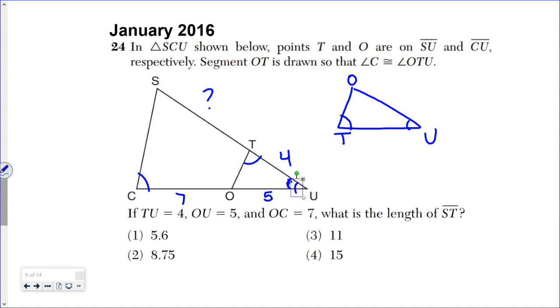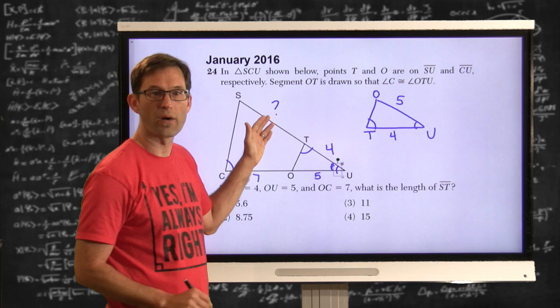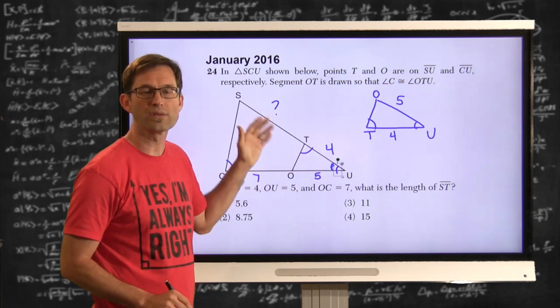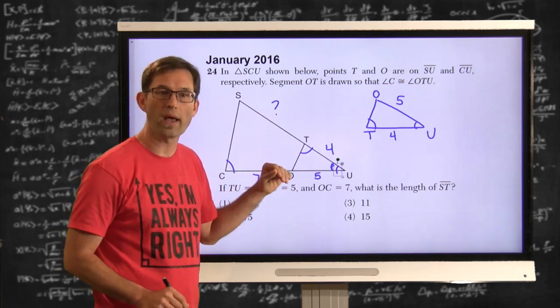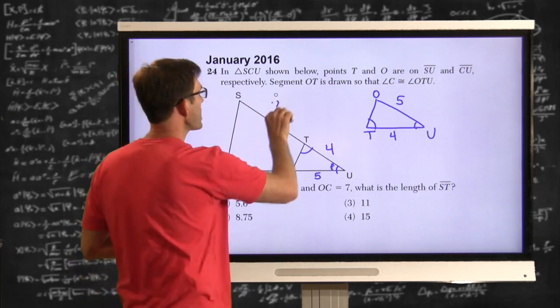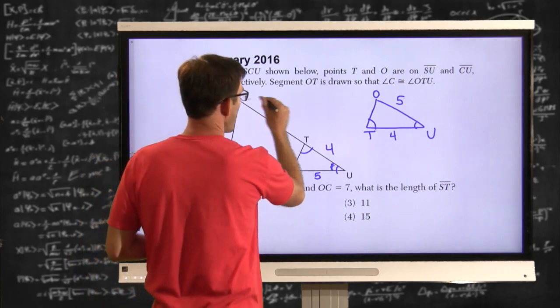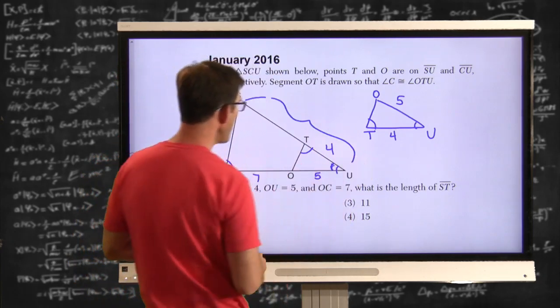That means my 4, which is TU, is now down here, and OU is 5. What I want is the length of ST. I can't really calculate ST directly, but I can think of it like this: I can think of SU.